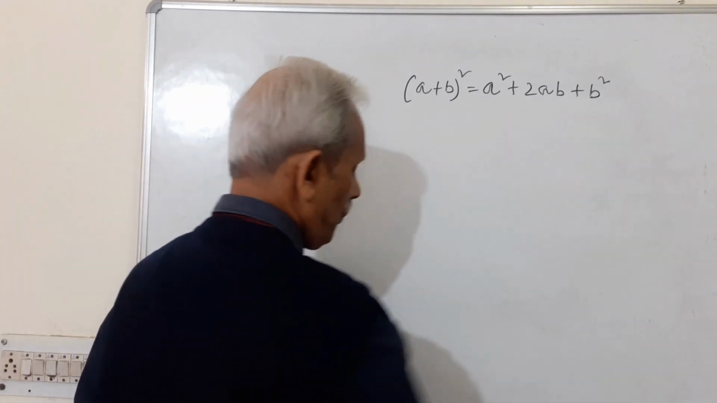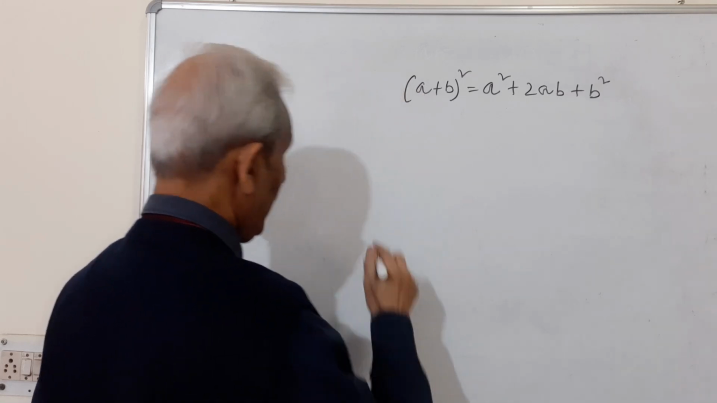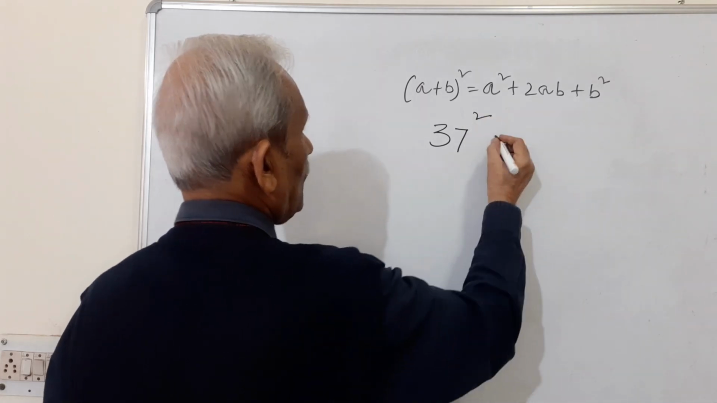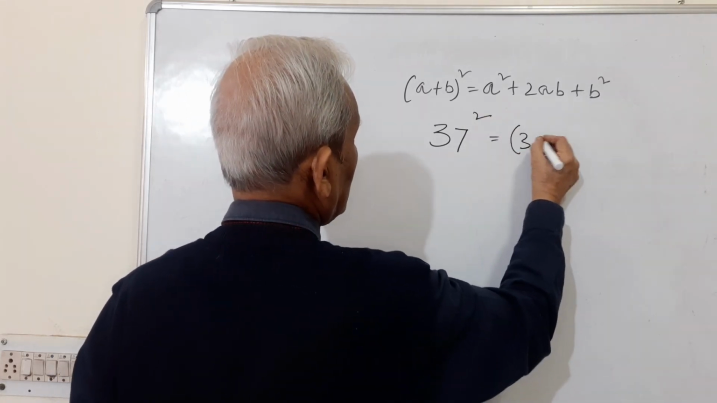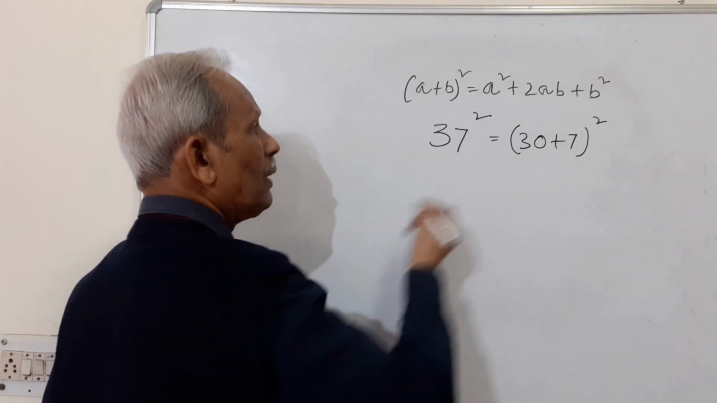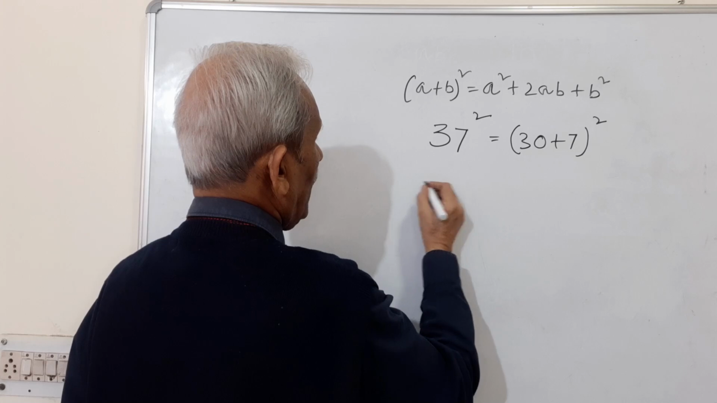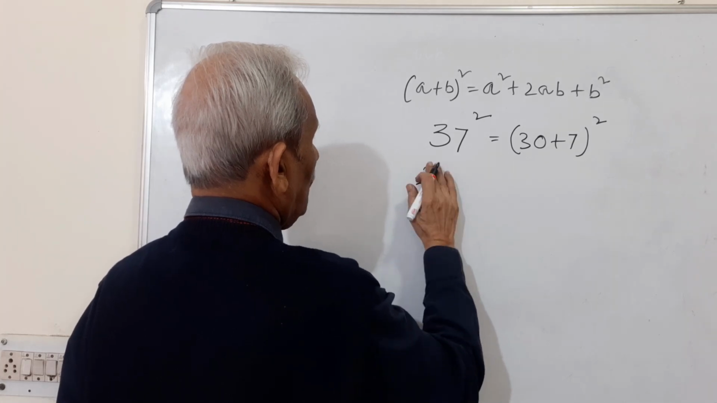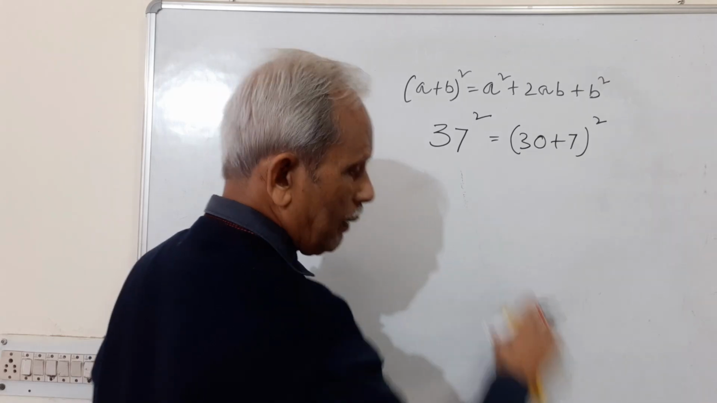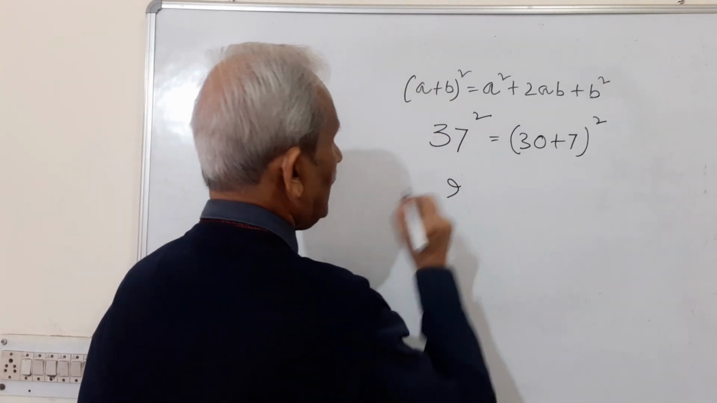Let us do another problem. Say we are going to find out 37 square. 37 square, 37 is 30 plus 7 whole square. So here you need not write it, just remember it. 3 square is 9. You need not write it again. As I told you earlier also, once you do it, it's all without writing. 3 square is 9, so you just write 9.